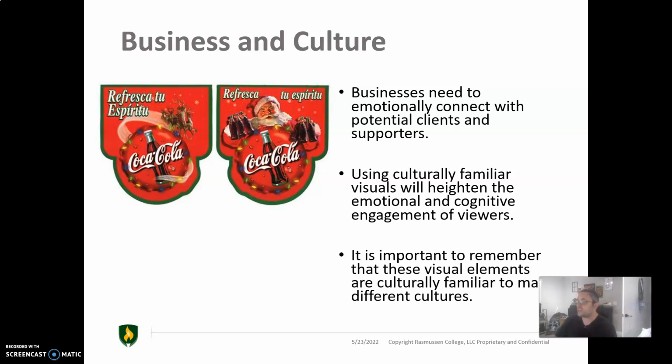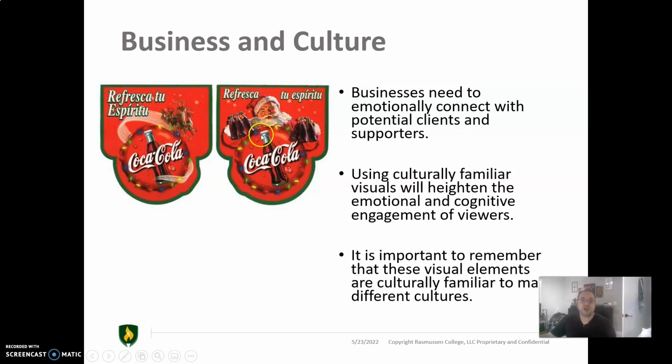Now, a really interesting aspect about this, and this is a good example right here, these are two Christmas advertisements of Coca-Cola back in the 90s, both to Latin American countries. One was to Argentina, the other was to Mexico. Note the same style of language, everything's exactly the same, same exact concept, except there's only one different image, the reindeer versus the Santa Claus.